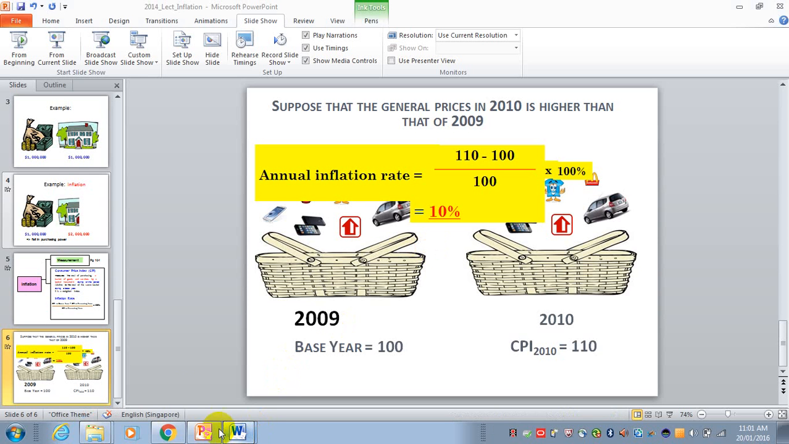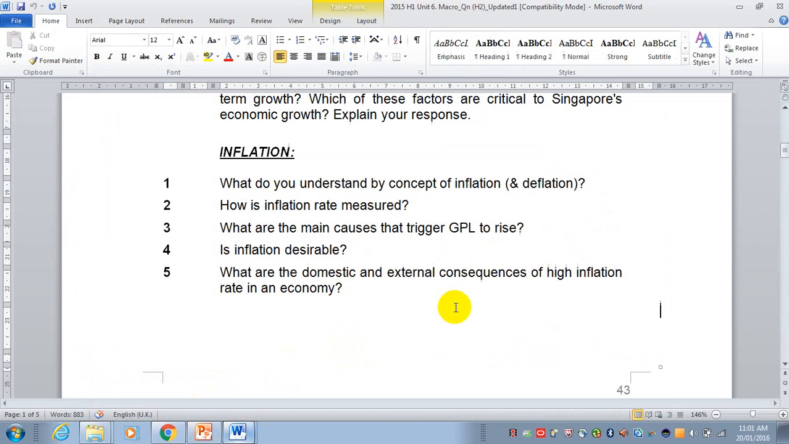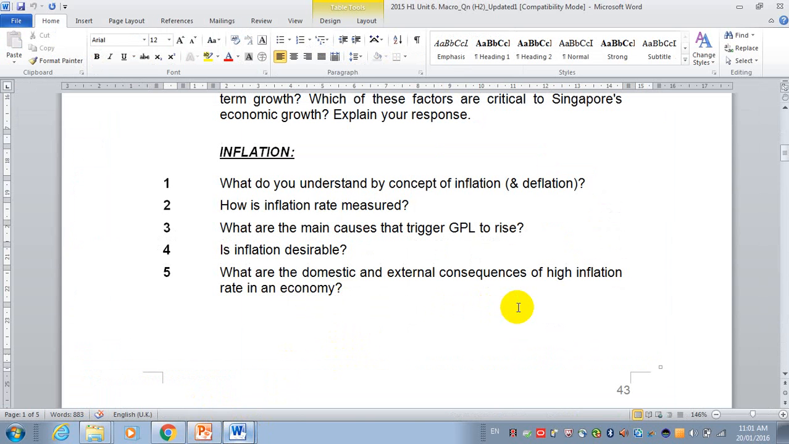So I have finished going through question 2, how the inflation rate is measured. I repeat: CPI, inflation rate, and of course you consider the base year. Now number 3, what are the main causes that trigger the general price level to rise?